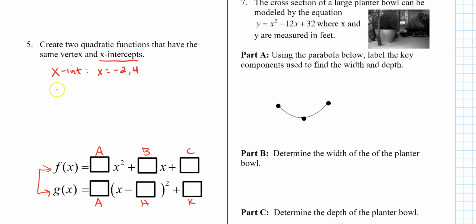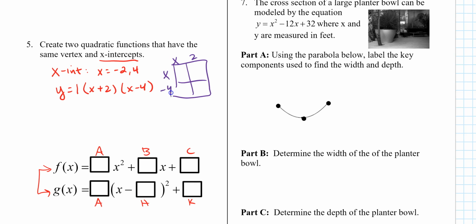And I know that the factored form is going to be y is equal to x plus 2 and x minus 4. I'm going to make a 1 just to make my life easy. So that's factored form, but now I need to convert it to both standard and vertex. Well, to get into standard form, I'm just going to multiply this out. I'm going to use my Punnett square, x, 2, x, -4, got x squared, 2x, -4x, -8.